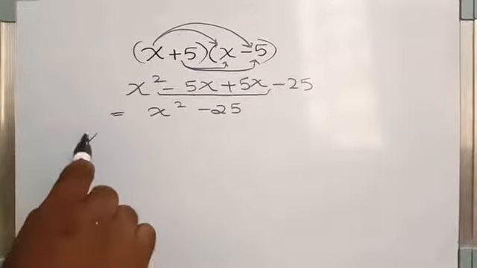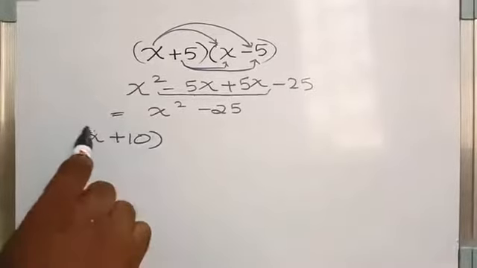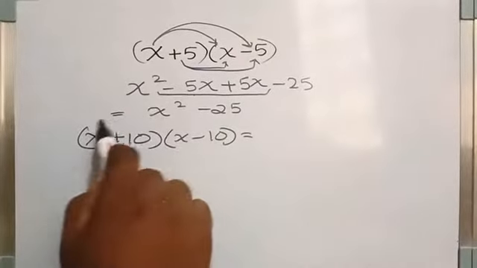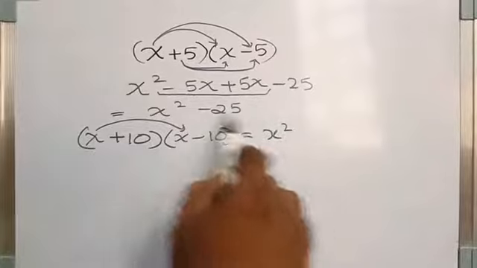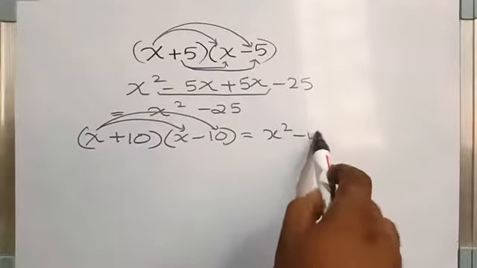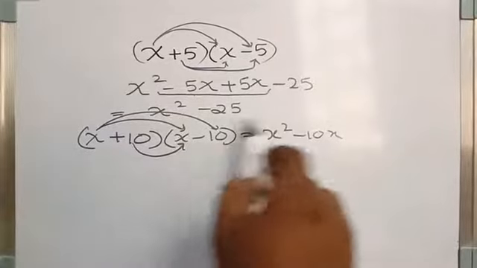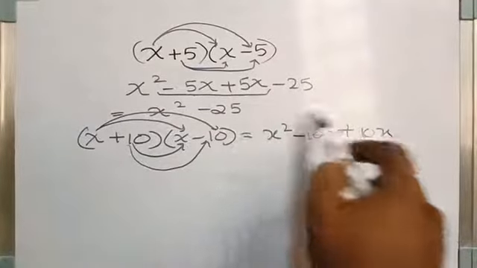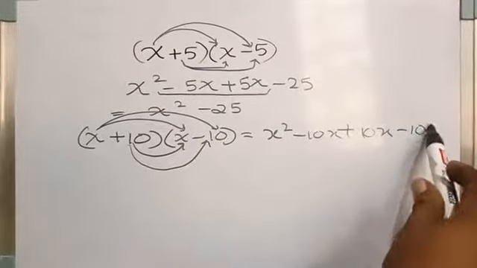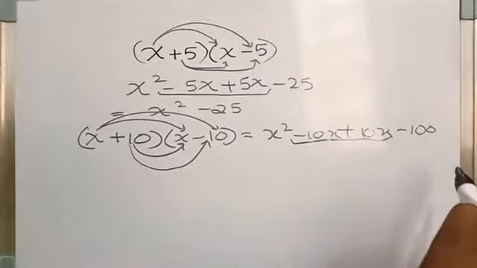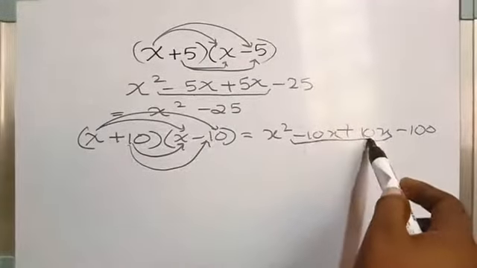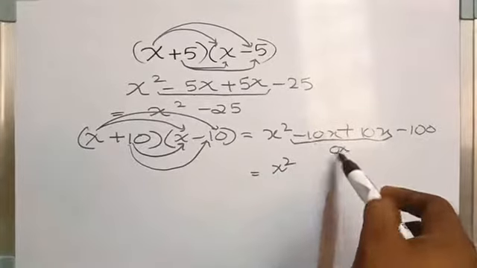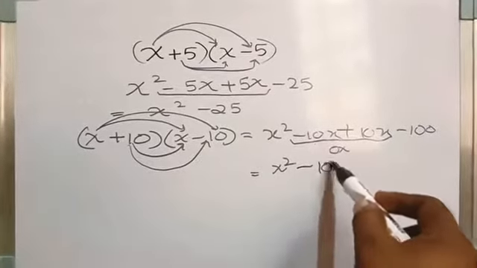Let's do another one. (x plus 10) times (x minus 10). We get x squared minus 10x plus 10x, plus into minus, 10 into 10, 100. So when you look at these two terms, minus 10x plus 10x is 0x. So we get x squared, 0x is cancelled, remaining minus 100.